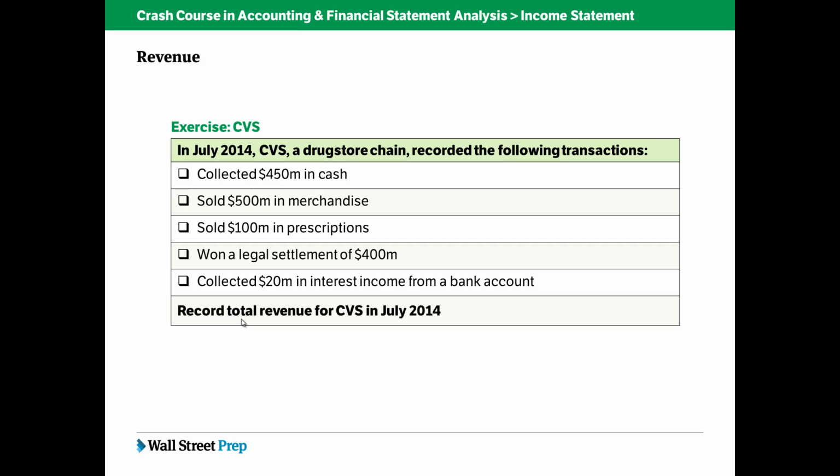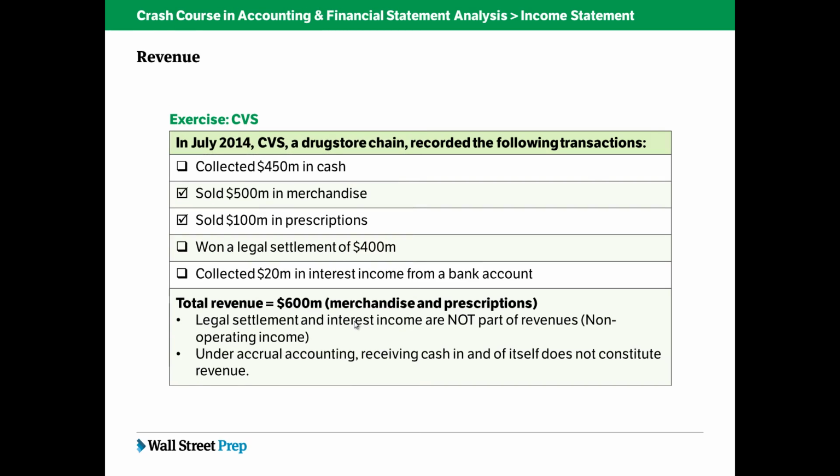Let's go through a simple exercise just to make sure we understand what revenue really is. Say in July 2014, CVS, a drugstore chain, recorded the following transactions. It collected $450 million in cash. It sold $500 million in merchandise. It sold $100 million in prescriptions, won a legal settlement of $400 million, and collected $20 million in interest income from a bank account. If you hit pause for the moment, try to figure out what the answer is. Try to select which of these, there can be multiple ones here, are categorized as revenue. And then we're going to go over what the right answer is. So hit pause now, give it a think, and then we'll move on.